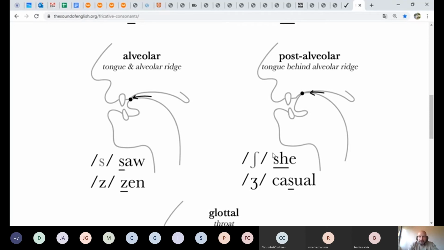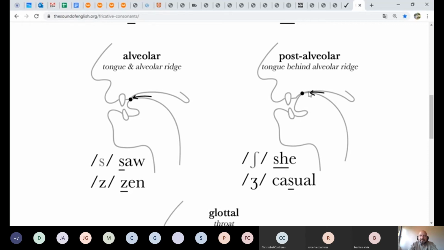Now, in the case of these two on the right, these are post-alveolar sounds, because they are articulated a little bit behind the alveolar ridge, okay? So when you say she, she, she, as if you are asking for silence, right? You're hushing someone. You say shh, shh. So focus on the initial sound here.